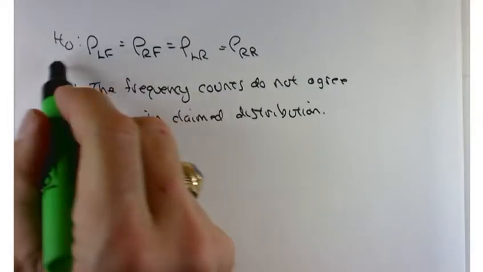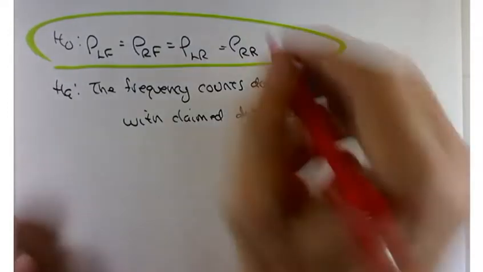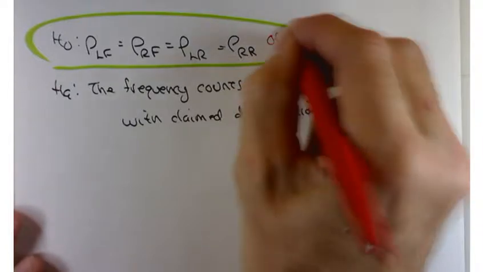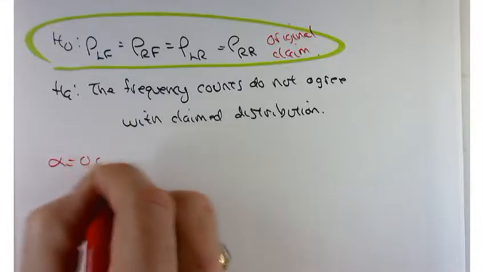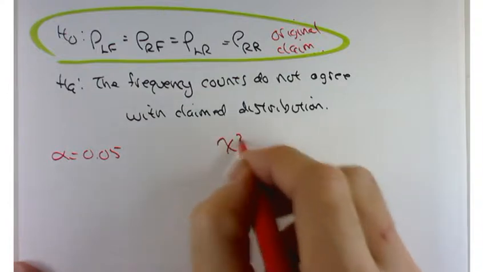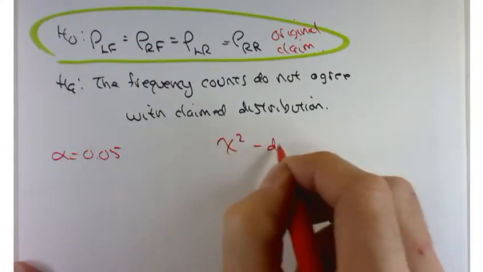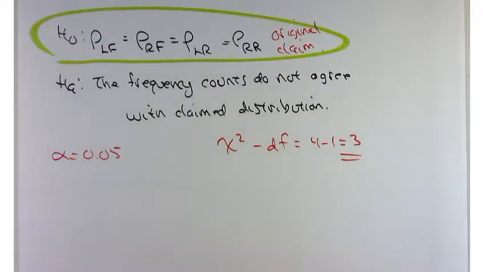All right, so let's just keep track of it. That's our original claim. We're going to conduct this test at the 5% level, so alpha equals 0.05. And let's enter some data into StatDisk. By the way, how many degrees of freedom are going to be involved with our chi-square test? Yeah, we're going to have degrees of freedom equals 4 minus 1, or 3 degrees of freedom for our chi-square test.